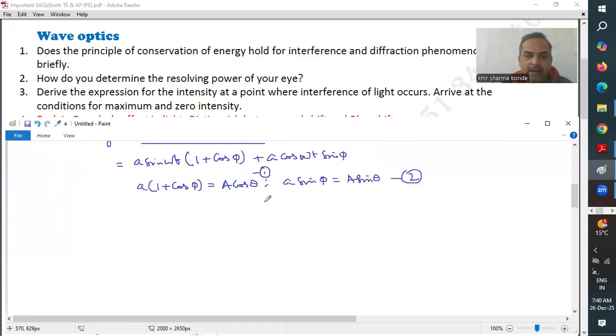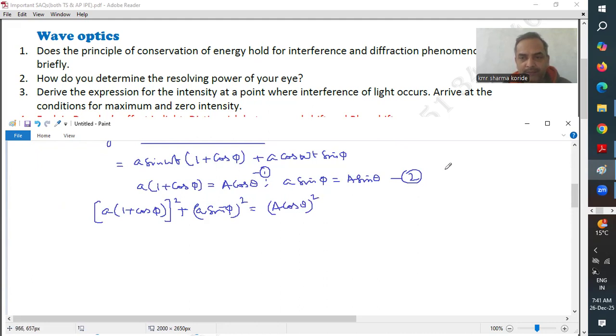Let us call this equation 2, and let us call this equation 1. Squaring and adding both equations. First let us concentrate on this one. Directly I am writing it: A times (1 plus cos phi), squared. Taking the left side terms on one side, A sin phi whole squared is equal to A cos theta whole squared.